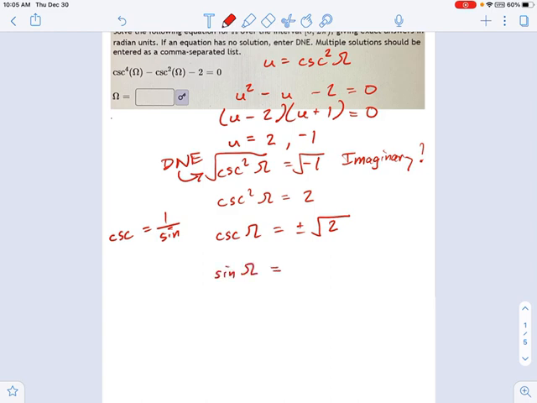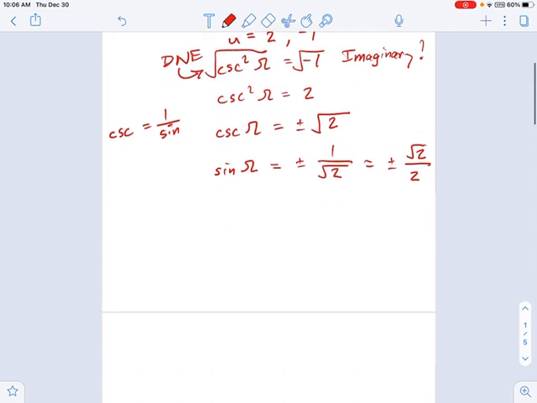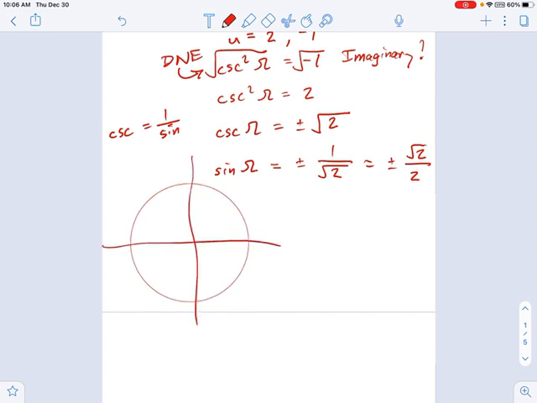sine of omega equals plus or minus 1 divided by radical 2, which you may recognize this way. 1 over radical 2 is the same as radical 2 over 2. And that's on the unit circle. That's something I can point to. Let's see where it is. Here's my unit circle. Now, radical 2 over 2 in the y-coordinate is this special point right here. So there are the positives, radical 2 over 2. And here are the negatives, radical 2 over 2.